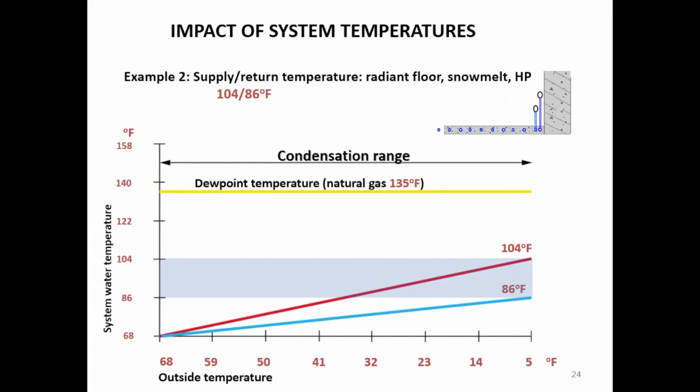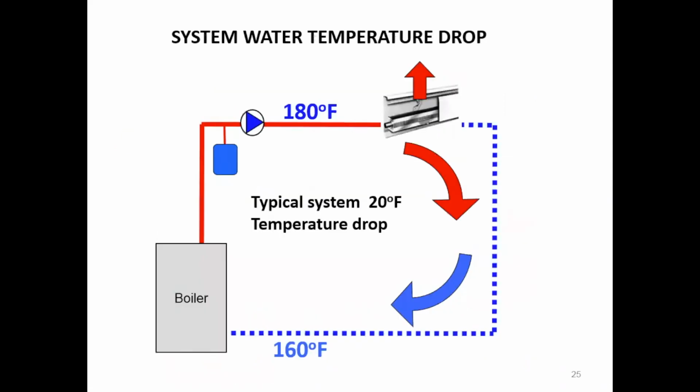Now, the other thing that I can apply to my water temperatures is not only do I design for a lower maximum, but also let's take a look at my temperature drop in the system. Typically in North America, for years and years, the standard has been a 20-degree drop. I go out at 180, I come back at 160. It's easy to design for, it's easy to calculate flows, it's easy to do all of my calculations.